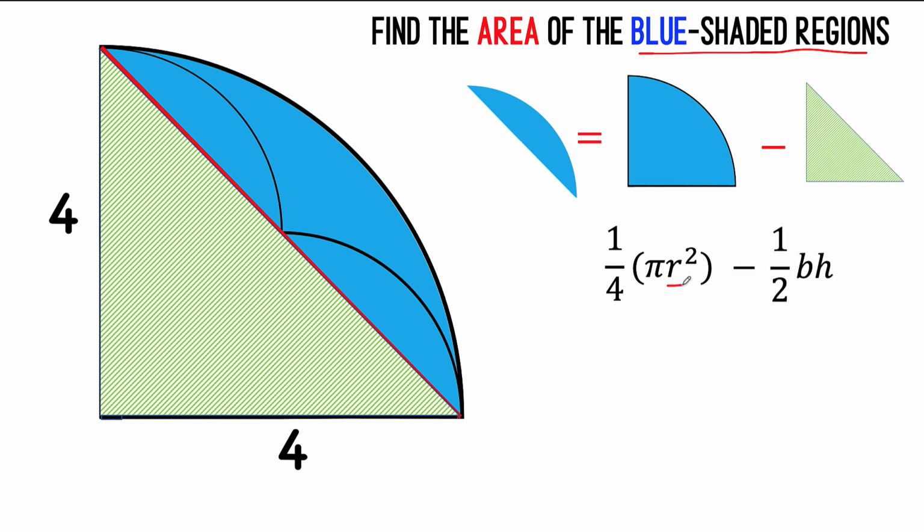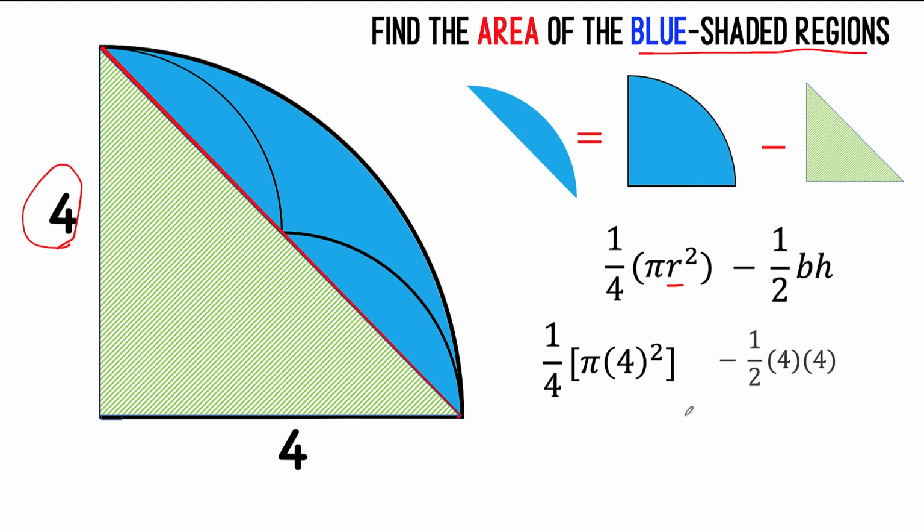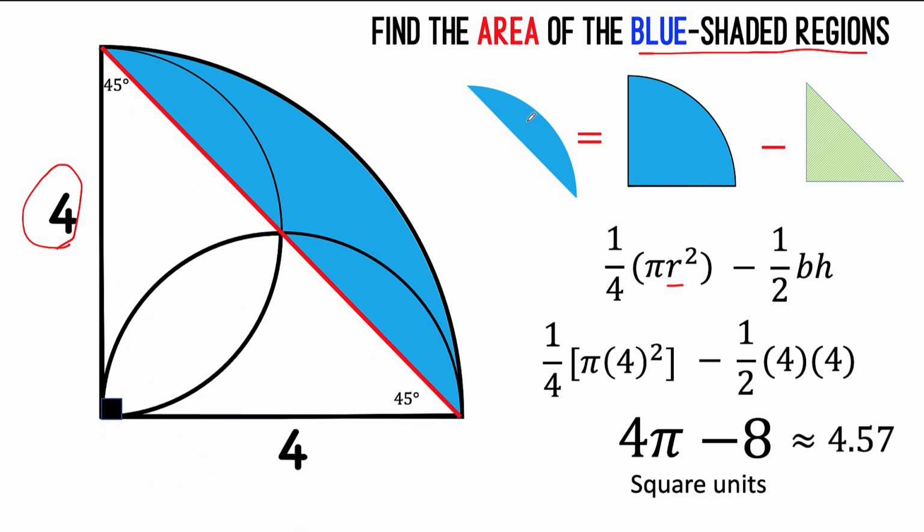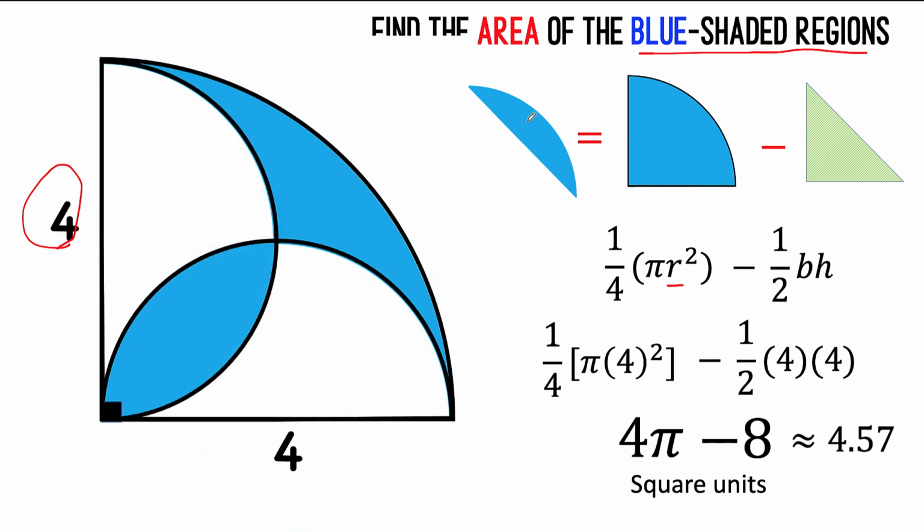But what is the radius of the quarter circle? The radius is 4 units. So this becomes 1/4 pi, R is now 4, and then square it. What is the base of this green triangle? It's 4 units. The height is also 4 units. So we have 1/2, 4 times 4. Then 4 squared is 16, divided by 4 is 4, times pi, you have 4 pi. 1/2 of 4 is 2 times 4 is 8. So 4 pi minus 8 square units is now the area of the blue shaded region that we would like to find.